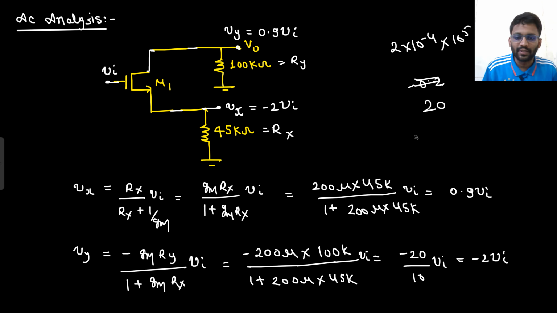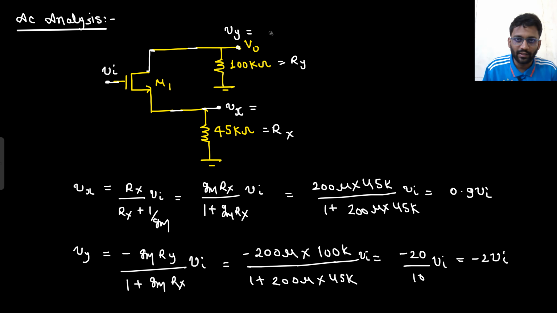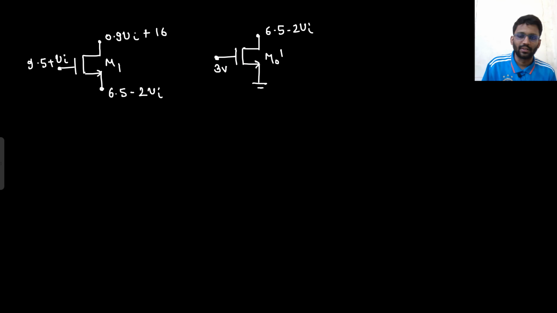Yeah, I made a small mistake here, and I'm really sorry for that. In the solution, I wrote it the negative way. This was 0.9 V in actually. The Vx value was 0.9 V in, and this was minus 2 V in. I'm really sorry for that mistake.